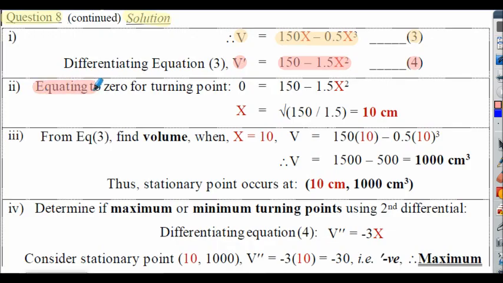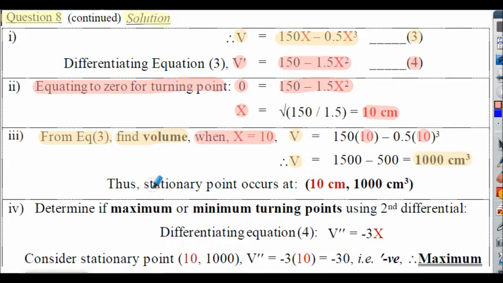We now equate to 0 for a turning point, so 0 is equal to the expression, and we can rearrange to find the value of x, basically adding 1.5x squared to both sides of the equation, dividing by 1.5 and then square rooting. x is 10 centimeters. Then from equation 3 above, we can find the volume when x is equal to 10. So inserting the value of 10 into equation 3, we find that the volume is equal to 1000 centimeters cubed.